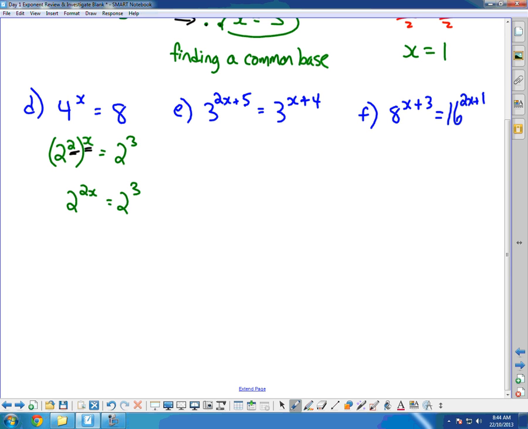Do we have a common base? What's my next line? Therefore, 2x equals 3. A little bit of math tells me that x equals 3 over 2.